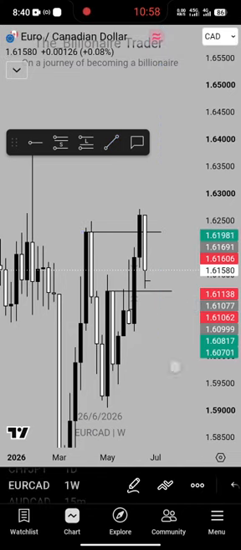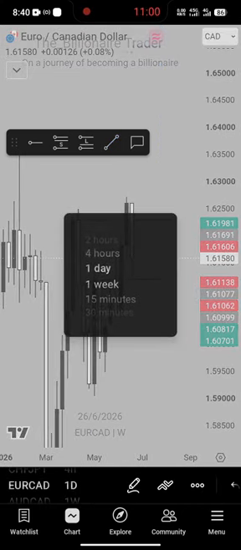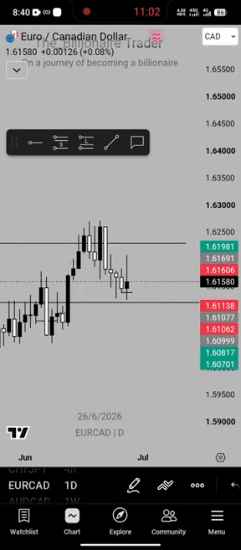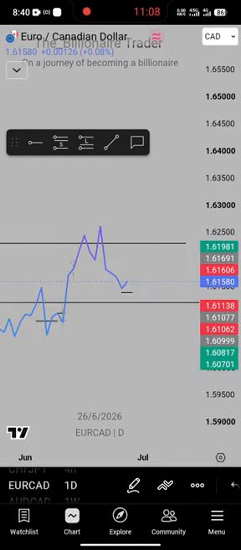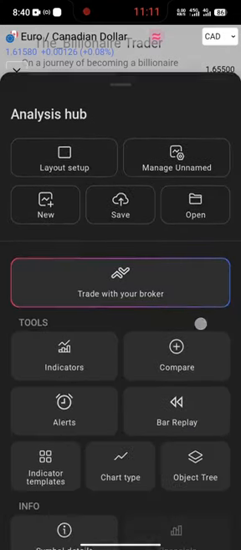After invalidating it, what do we need to see? We need to see a sweep and break on the next time frame, and we have it. We have sweep and break on daily time frame. So what will I be looking at?